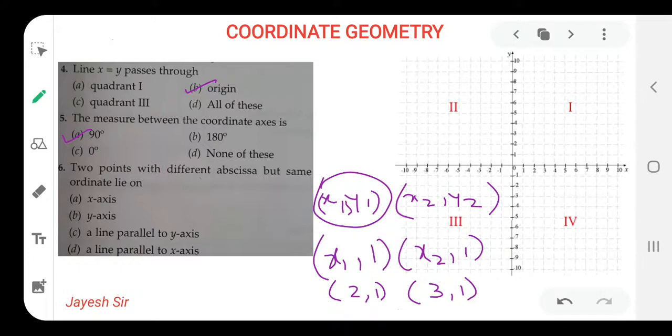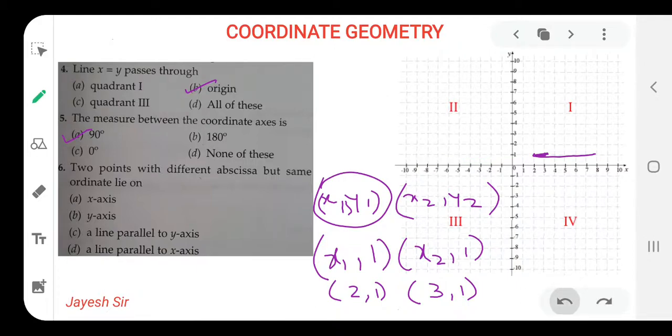2 comma 1, that means lying over here. Yes, 2 on the x-axis and 1 on the y-axis. Similarly x2, that means 3 on the x-axis and y over here. Now which type of line can we see, friends? We can see a line segment like this, suppose it is 4, 5, 6 or whatsoever, that means we can see a line that is parallel to the x-axis.